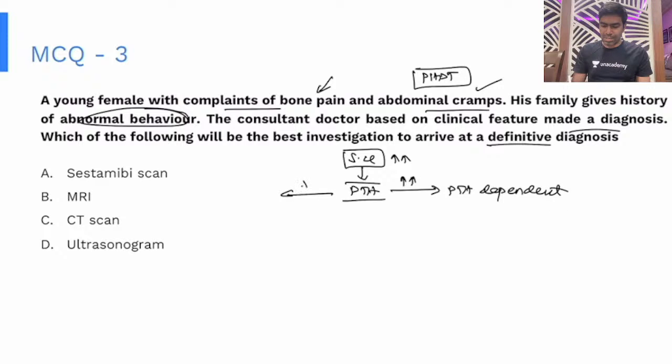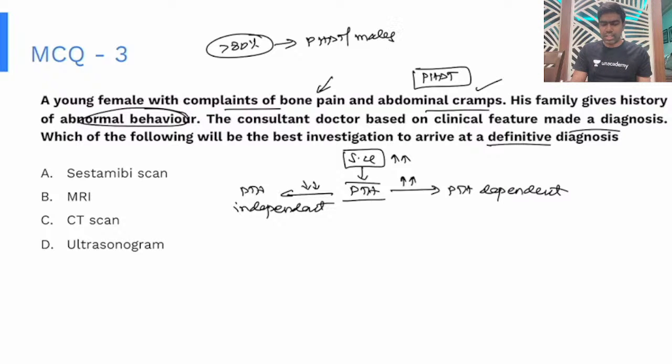If the PTH is suppressed, you're going to think about PTH independent forms of hypercalcemia. Remember, in the entire world, more than 80% of the cases of hypercalcemia will be due to either hyperparathyroidism, that is, primary hyperparathyroidism, or malignancy. These two causes alone contribute to almost 80% of the cases of hypercalcemia.